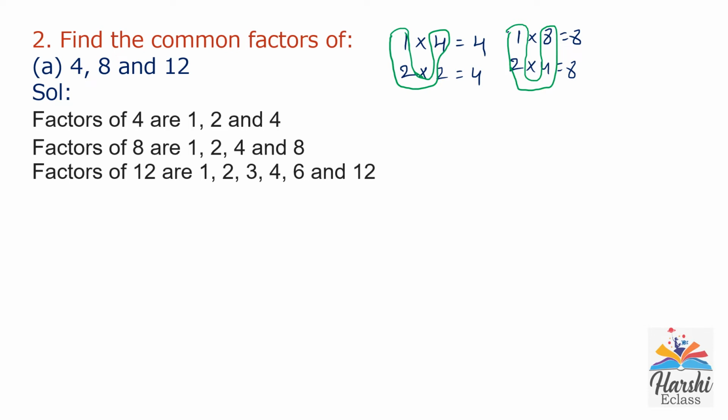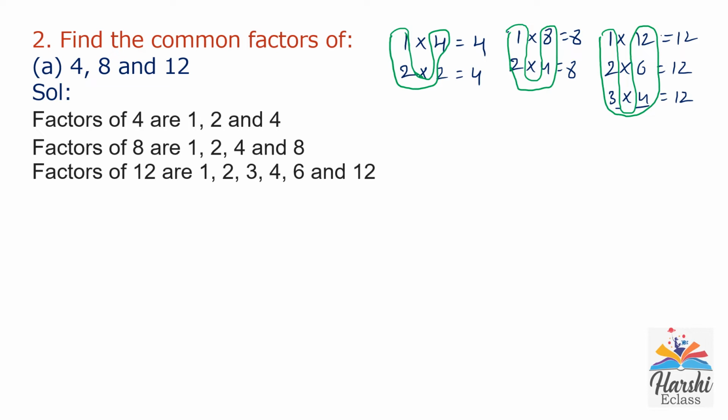Factors of 12. 1 12 is 12, 2 6s are 12, 3 4s are 12, 4 3s are 12. 4 and 3 are already written, so repetition of the numbers started. So the factors of 12 are 1, 2, 3, 4, 6 and 12.